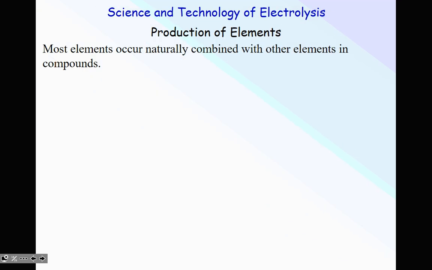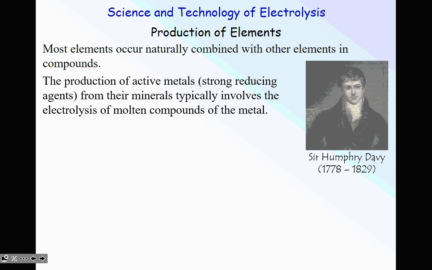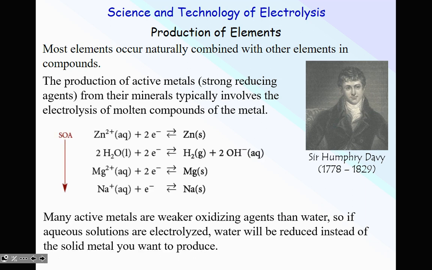Science and technology of electrolysis, production of elements. Most elements occur naturally combined with other elements and compounds. The production of active metals, strong reducing agents, from their minerals typically involves electrolysis of molten compounds of the metal. So here's an example. Many active metals are weaker oxidizing agents than water. So if aqueous solutions are electrolyzed, water will be reduced instead of the solid metal you want to produce.